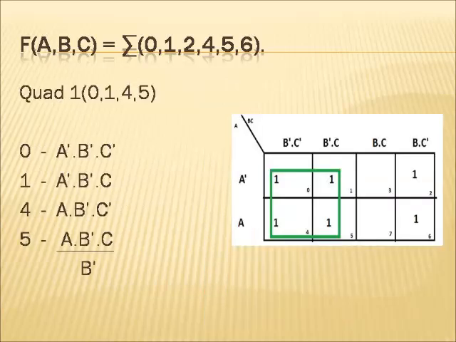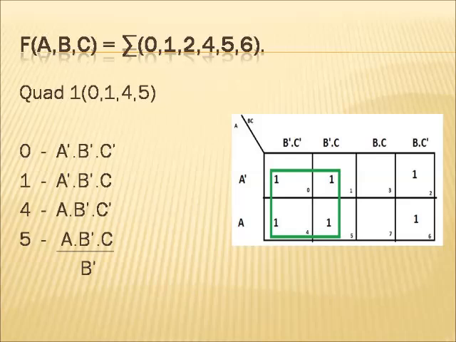Okay, here we are going to see how, after forming the groups, we can reduce the groups. So our first group is quad 1, that is 0, 1, 4, 5. This approach may be different from your textbook, but I think it is quite easy for you. Please see that we have the cells 0, 1, 4, 5 in quad 1, right?